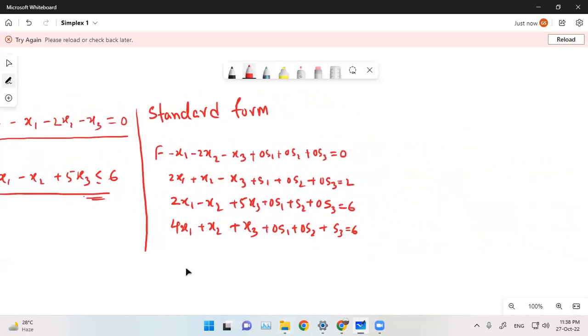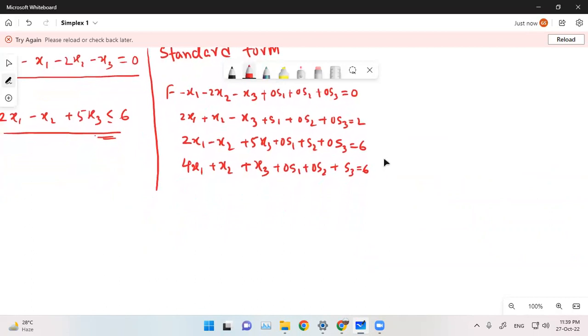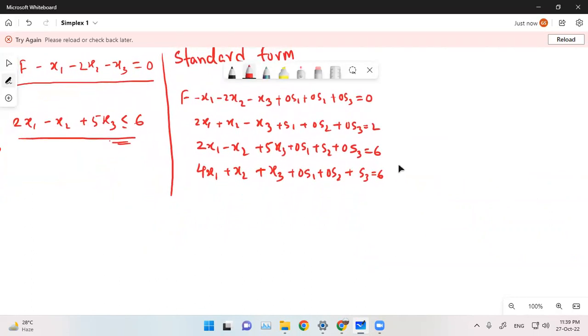Okay, so this is a standard form. Now, once we have the standard form, next thing that we should do is to form a table. The first table that we are going to form, we may call it the initial table or initial values, or you can also call it the iteration 1. So it's up to you.